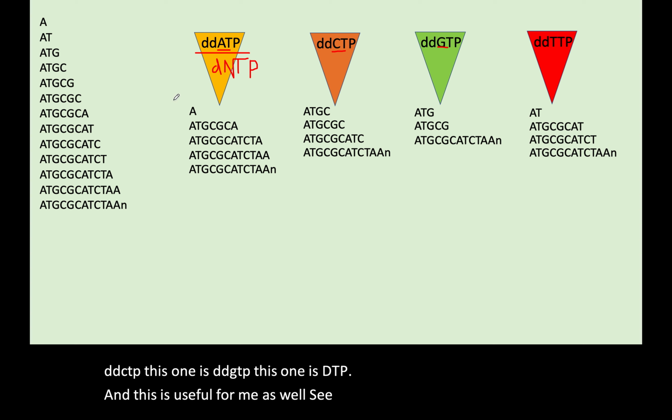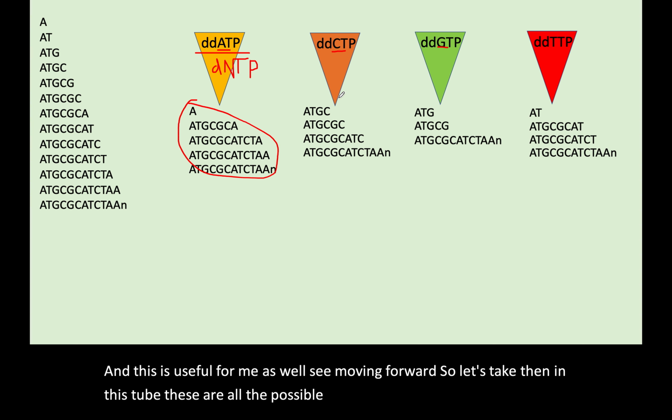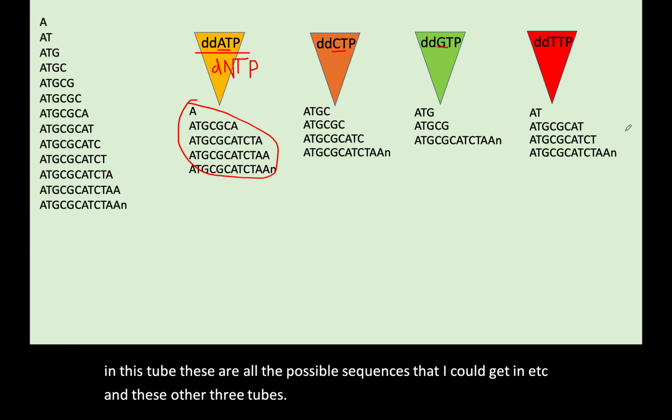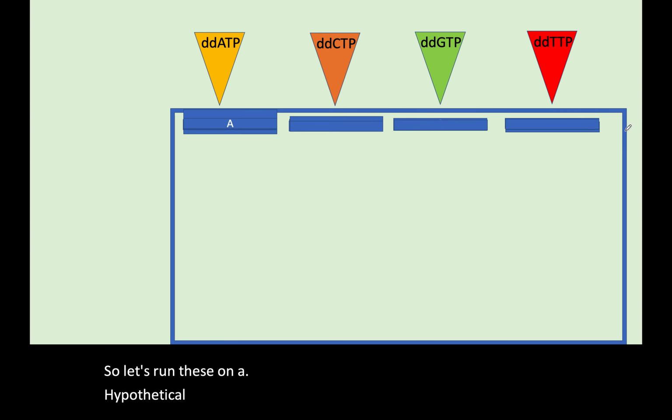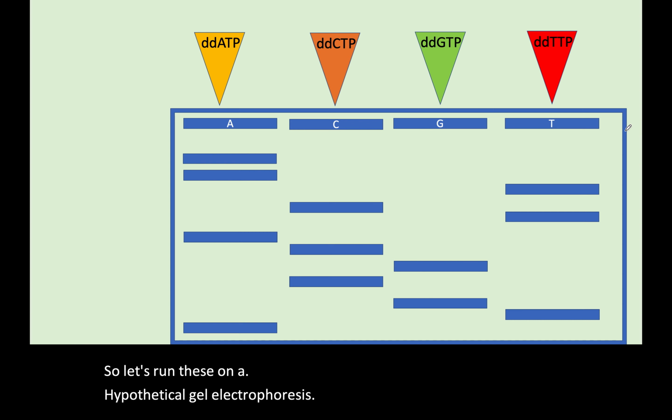So let's take then, in this tube, these are all the possible sequences that I could get, and et cetera, in these other 3 tubes. So let's run these on a hypothetical gel electrophoresis. Okay, so if you count each of these bands, there are 12 of them.